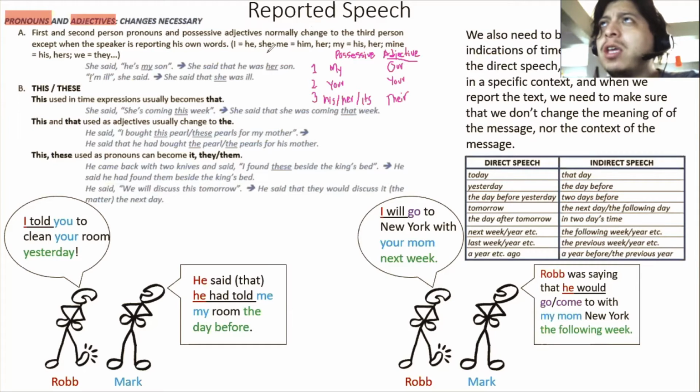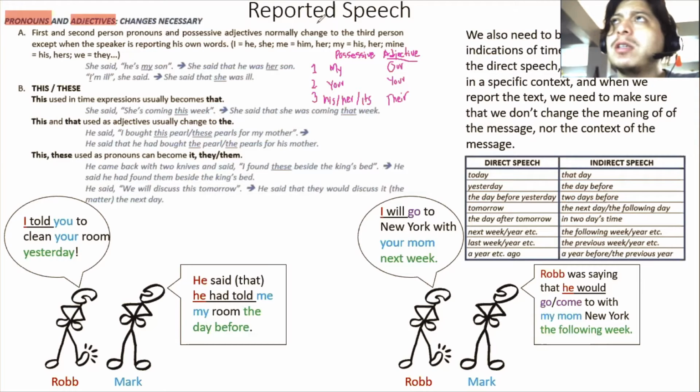I changes to he or she. Me changes to him or her. My changes to his or hers, or mine. Mine changes to his, hers, and we changes to they. So we need to pay attention to this, okay?